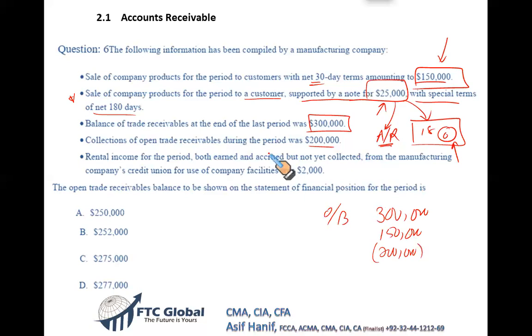And then what? Rental income for the period, both earned and accrued but not yet collected from the manufacturing company's credit union for the use of the company's facilities, was 2,000. So we had this rental income, which is due, not yet received. It is not a part of your account receivable. It is your interest income receivable.